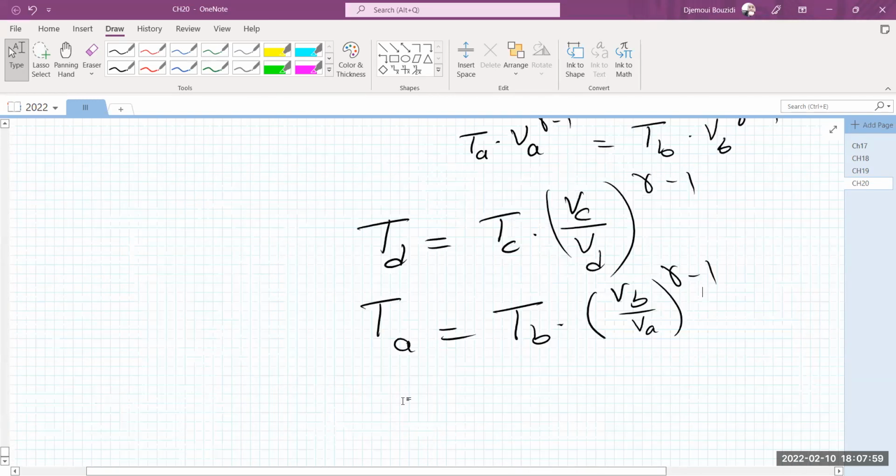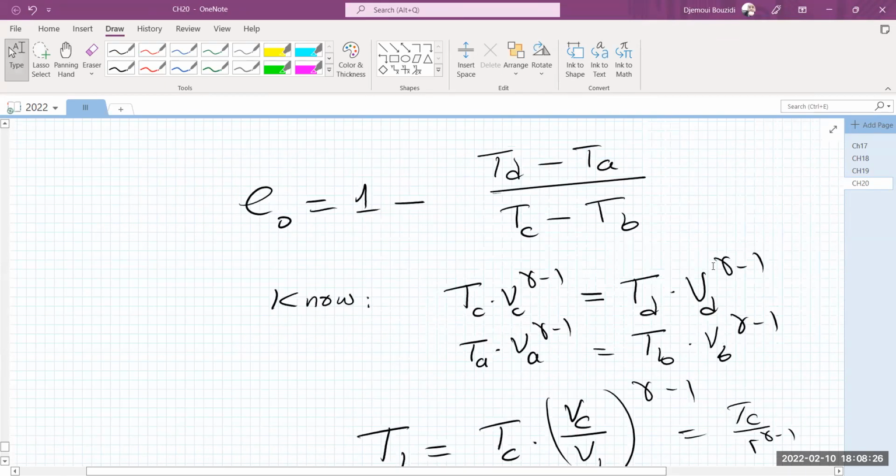So this is nothing but VC over VD, it's nothing but TC over R to the power gamma minus 1, because that's the inverse of R. And the same thing in here. This is TB over R to the power gamma minus 1, because that is VB over VA, the smaller volume over the bigger volume. And that is also the smaller volume over the bigger volume. So these temperatures are related to one another using these expressions in here.